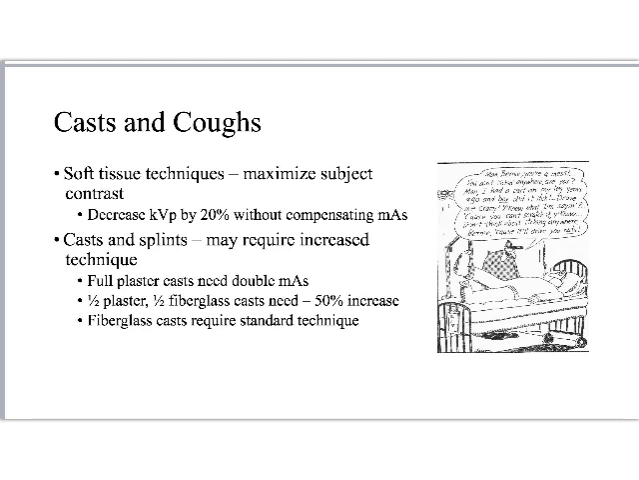If it's a fiberglass and plaster mix, you can use about a 50% increase in the mAs alone. We would not want to increase the kVp on those. We would just want to increase the mAs in that case. Okay? Because increasing the kVp would just increase the scatter coming off of that plaster material. Okay, so just increase the mAs.